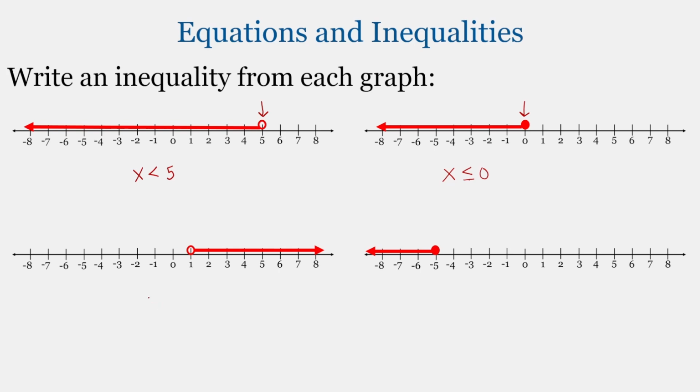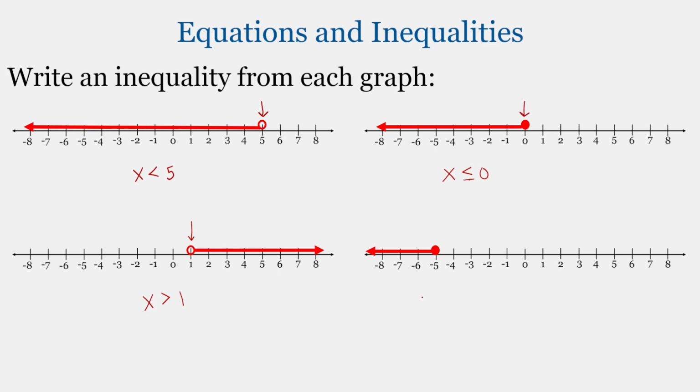For this third one, again, our unknown will be x. And we're starting at 1, so we'll put 1 here. And now our unknown, the shaded side, is greater than or bigger than 1, so we'll use the greater than sign. We have an open circle, so 1 is not included. We do not have equality.